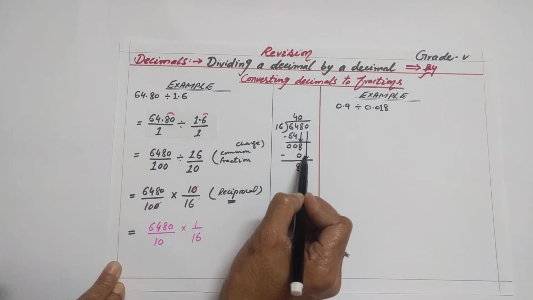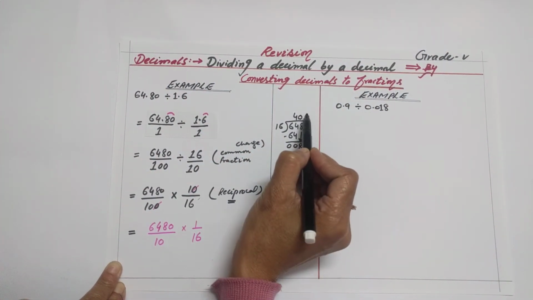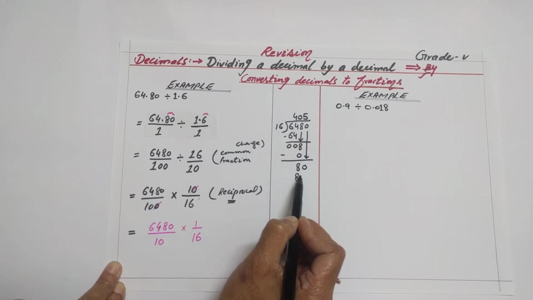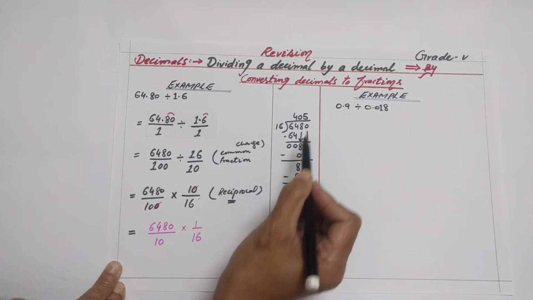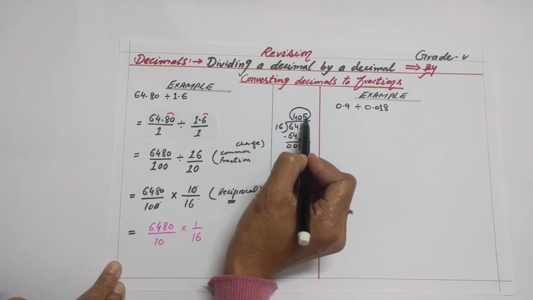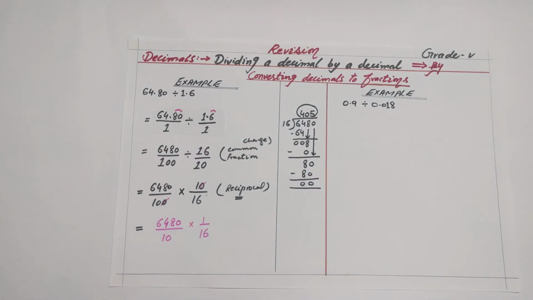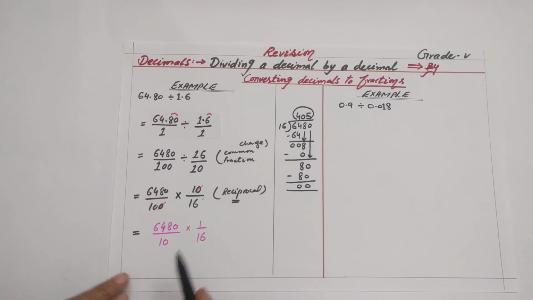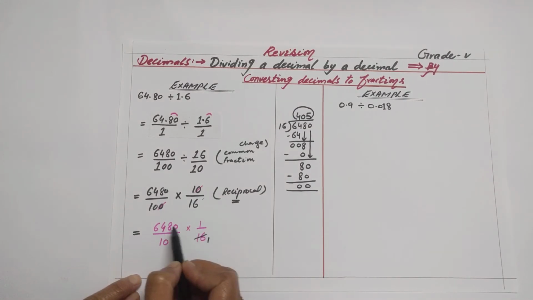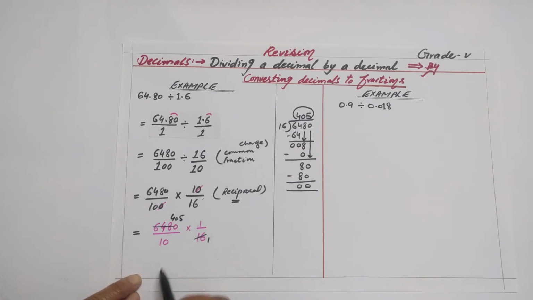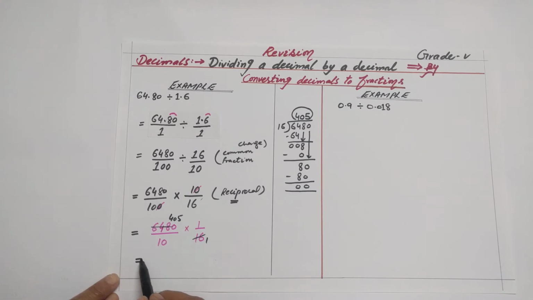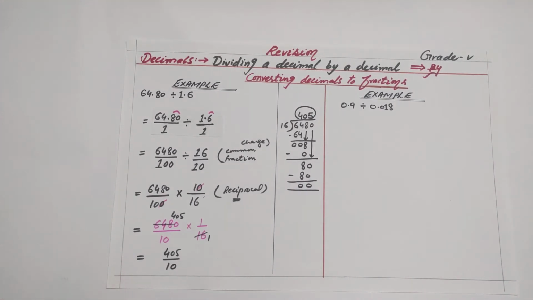Now the next digit is 0. 80. So 16 fives are 80. 0 minus 0 is 0. 8 minus 8 is 0. So our number is 405. We got 405. It means 16 divides 6,480 by 405. So our answer is 405 by 10. Our answer is 405 by 10.